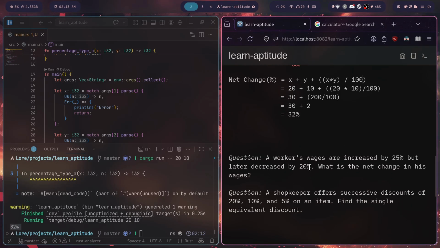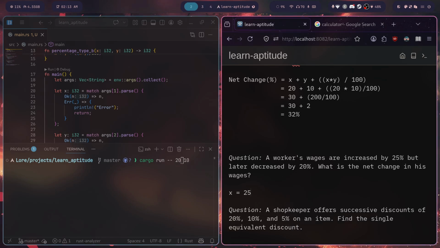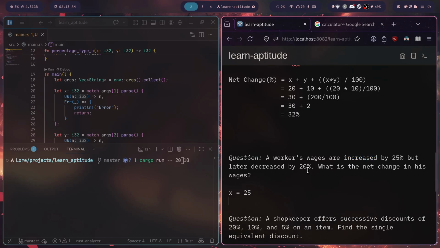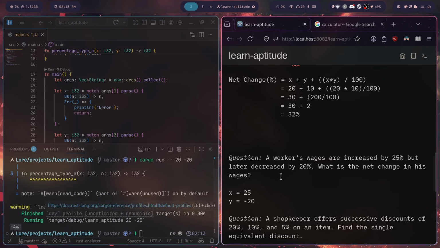Let's try to solve this question first by using our function, and then we will try to do it manually. So same thing, cargo run hyphen hyphen. Your x value is 25% here. Since it is increased, I am considering it as positive, but later decreased by 20%. So y value is 20, and since it is a decrease, I am giving minus 20. So I can give it here, and let's see, I'm getting minus 4% net change in wages.